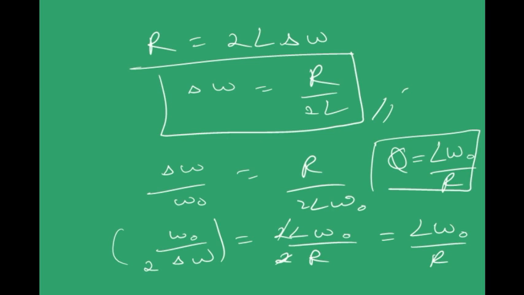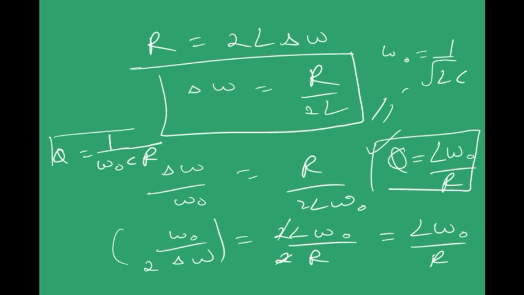And don't think the inductor is special because quality factor is expressed in terms of L. This can as well be expressed in terms of capacitance as 1 by omega naught CR, because that is the resonance condition, right? Omega naught is root of LC, so omega naught L is nothing but 1 by omega naught C. Hope you understood it.